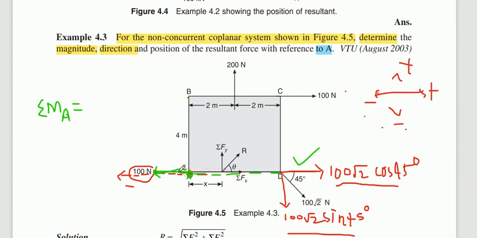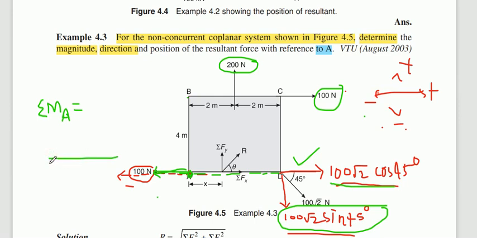So what is the moment due to 100 root 2 cos 45 about point A? It is also 0 because the line of action is passing through point A only. The moment due to the 200 will come because the force is there, and the 100 will come, and the moment due to this force will come. So it means that if any force's line of action is passing through the point at which we need to find the moment, then the moment due to that force will become 0.